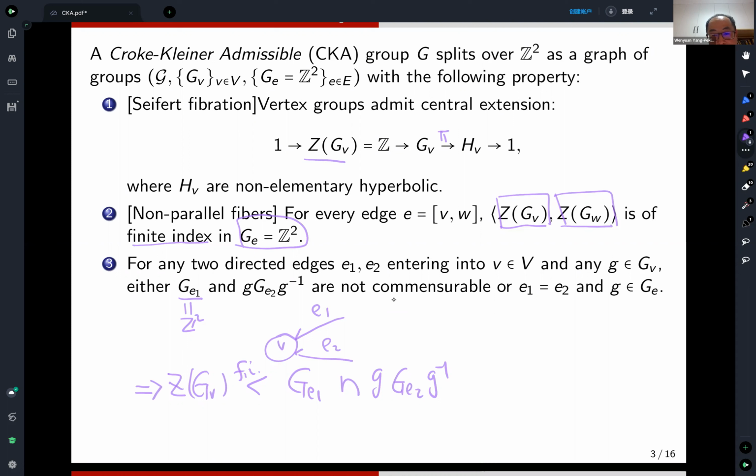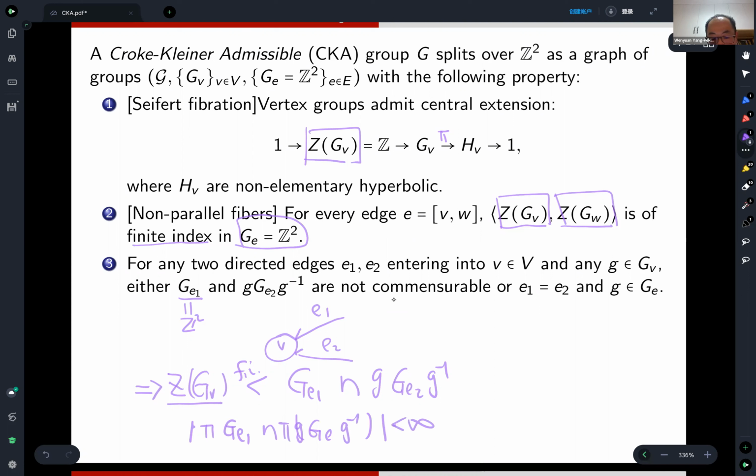So if you project these groups, let's denote the quotient map pi from GV to HV. This means we collapse the centers, so we have these two groups, and the intersection should be finite, or these two edges should be the same. In this case, the group is inside of the edge group.